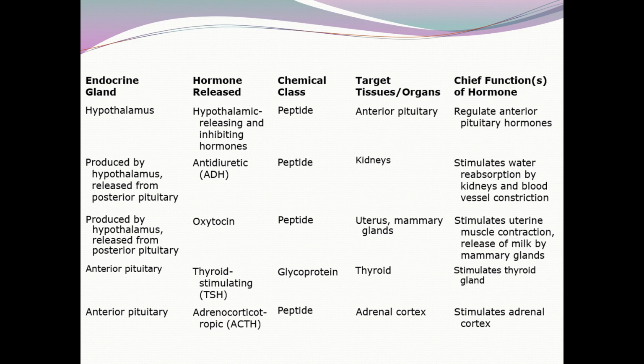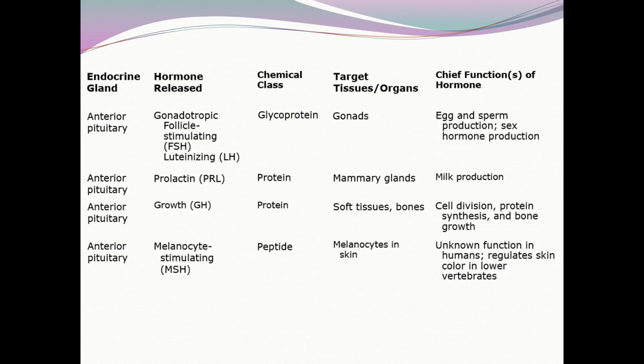Adrenocorticotropic hormone is going to target the adrenal cortex, and it will stimulate the adrenal cortex. The follicle stimulating and luteinizing hormones are going to target the gonads, and they will influence egg and sperm production as well as sex hormone production. Prolactin will target the mammary glands and will stimulate milk production. Growth hormone will target soft tissues and bones and will stimulate cell division, protein synthesis, and bone growth.